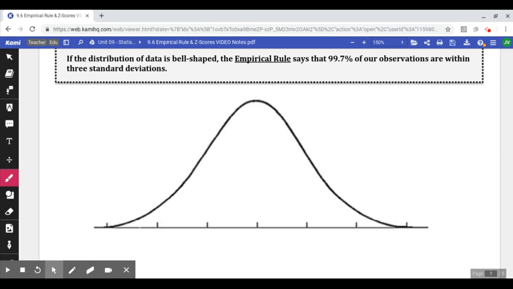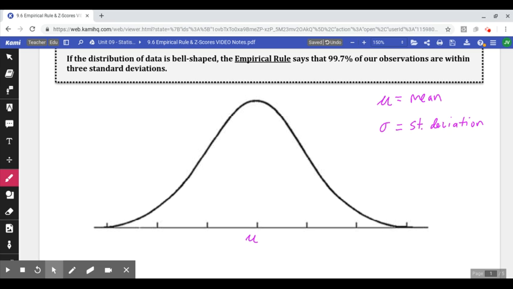Let's fill in some information here, and I'm going to give you a few symbols. This is the lowercase Greek letter mu, and that means the mean. So I'm going to write that here. And then standard deviation is a lowercase Greek letter sigma. So I'll write standard deviation here. We learned how to calculate that in the last lesson.